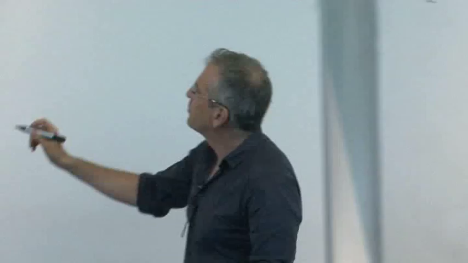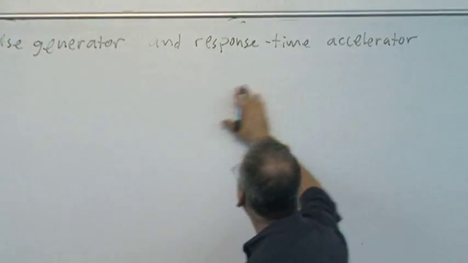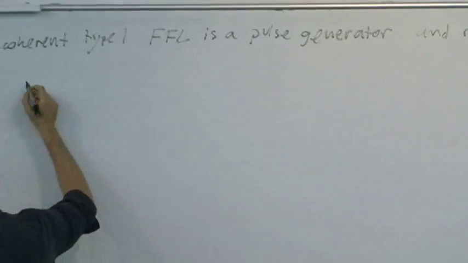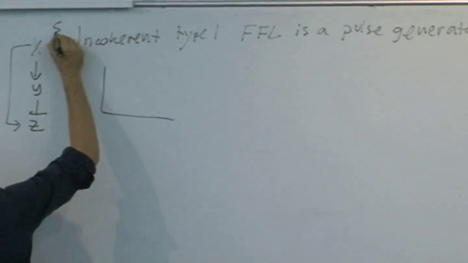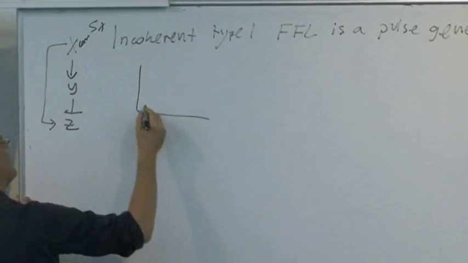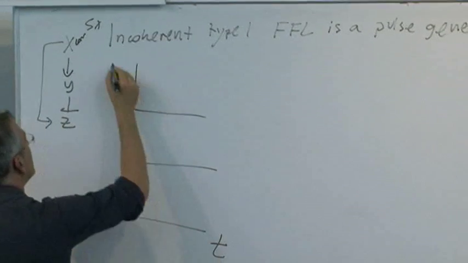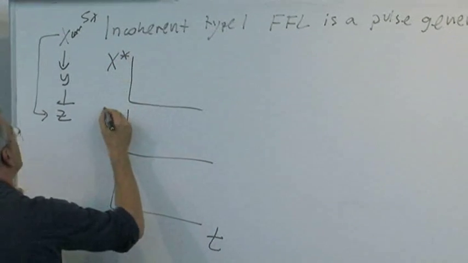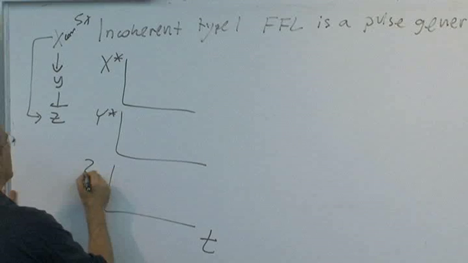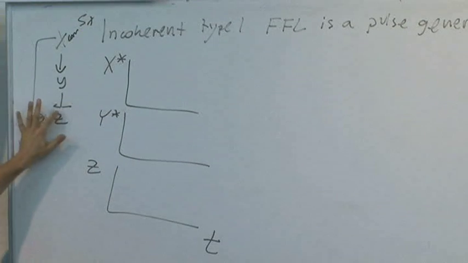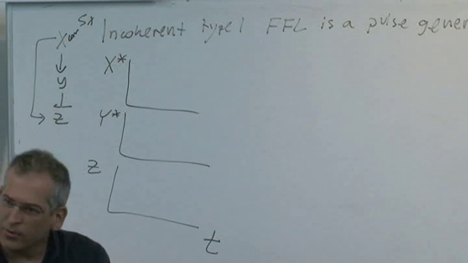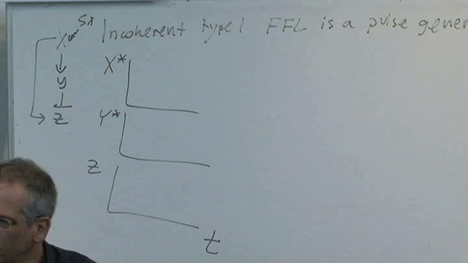All right. Incoherent type 1 feed-forward loop is a pulse generator and response time accelerator. So let's take a look at that. This is the signal. We do our little plots. This is time. This is X star. This is Y star. And this is Z. But in order to proceed, we have to understand what it means for an activator and a repressor to work together at a promoter. What does that do?